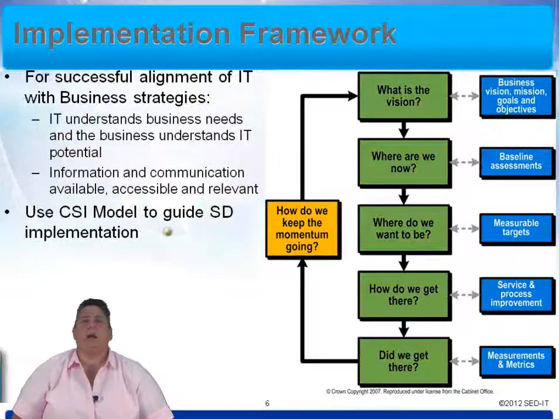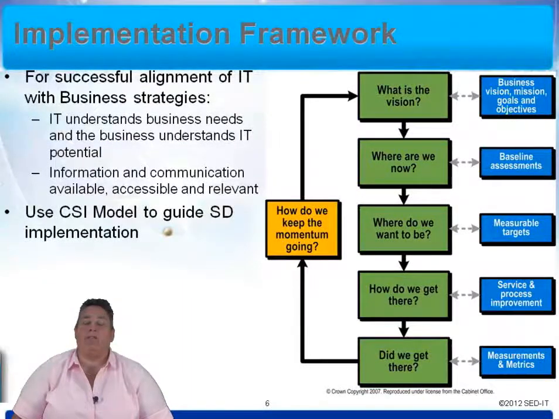So in order to deploy appropriately, you need to understand what's the vision. And this is the business vision, mission, goals, and objectives. Once we understand the vision, we need to figure out where we are now, and we would do a baseline assessment and a gap analysis. When we have that answer, we want to understand where we want to be, and we would define measurable targets. Then to achieve those targets, we would design our service and process improvements. Along with that design, we would answer the question, did we get there?